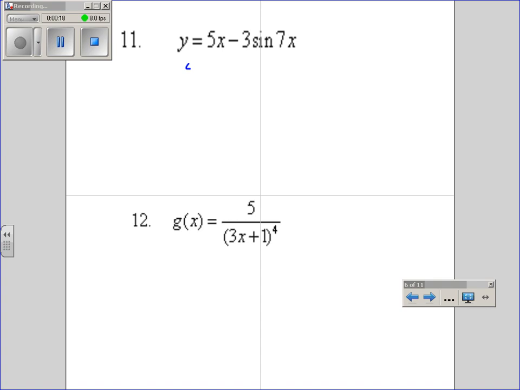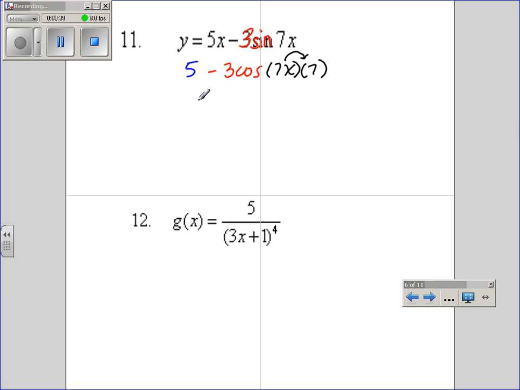The derivative of 5x is 5. The derivative of 3 sine 7x. Okay, we have some chocolate M&M here. Our outer part is 3 sine, our inner part is 7x. So the derivative of negative 3 sine would be negative 3 cosine. Don't chew the chocolate, so you have to have 7x, but then times the derivative inside, which is 7.